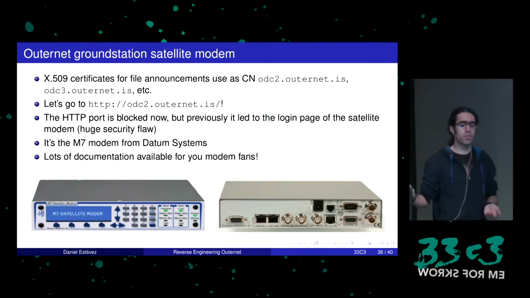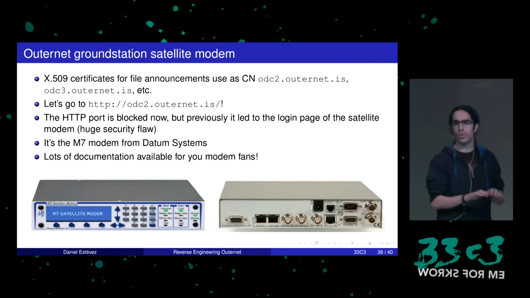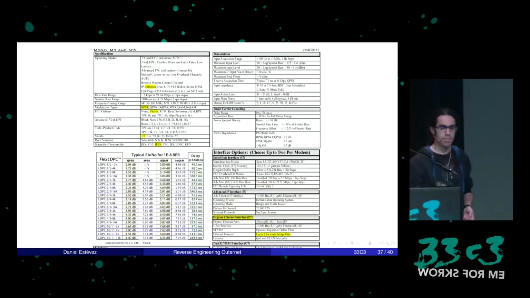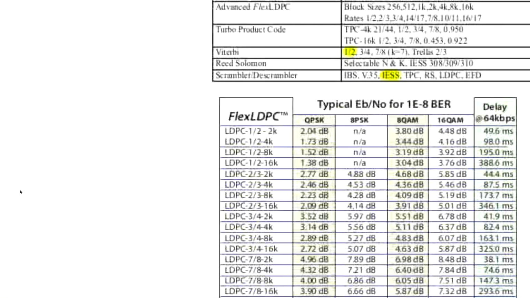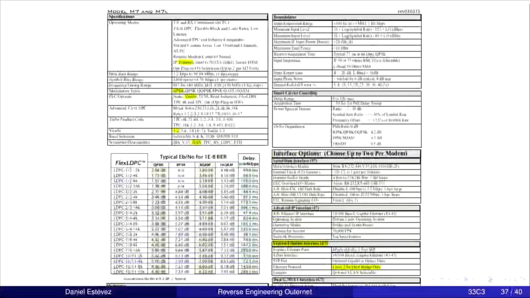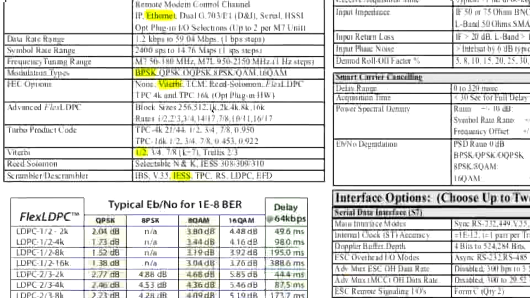It's an M7 modem, and now you go Google it, and there's lots of documentation and some pictures for you modem fans. This is the datasheet from the modem. I've marked in yellow what is used in Outernet. Let's see if I can zoom in here. Yes. So yeah, probably not a very good idea to do it like this.